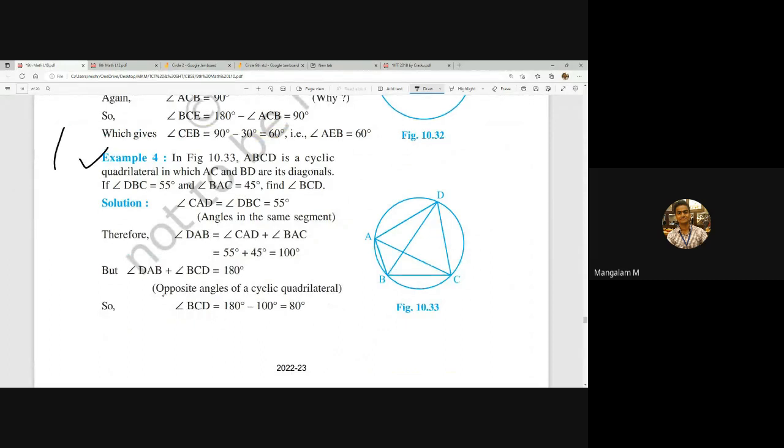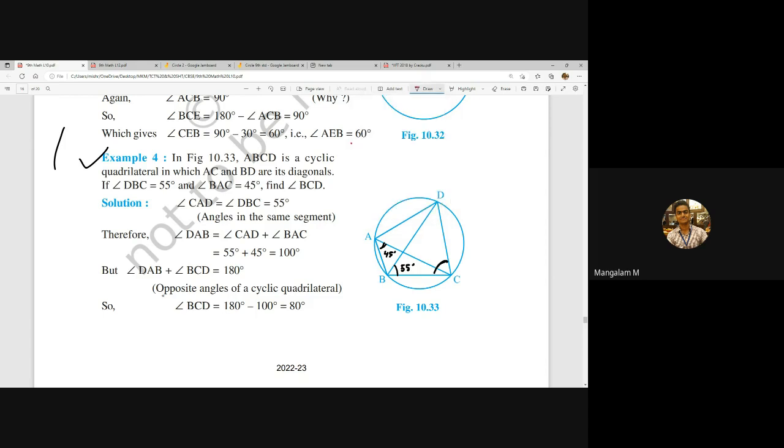So let us see example number 4 in figure 10.33. ABCD is a cyclic quadrilateral in which AC and BD are diagonals. Angle DBC is 55 degrees, right? Angle BAC is 45 degrees. Then we have to find angle BCD. Okay, we have to find angle BCD.